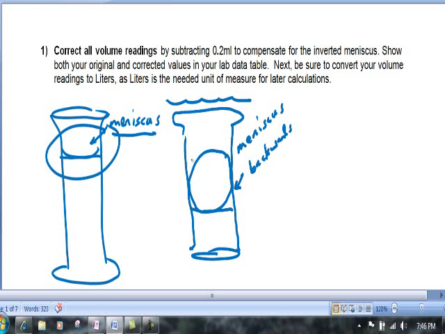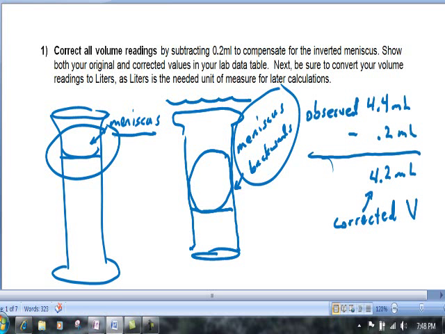Because our graduated cylinder was turned upside down when we were collecting our data, what happens is the meniscus ends up being backwards, and we have to correct our measured volume. The correction for this is to take your measured volume and subtract from it 0.2 milliliters, and that will give you a corrected value to account for the upside down meniscus.